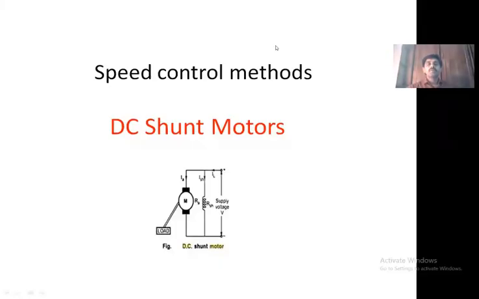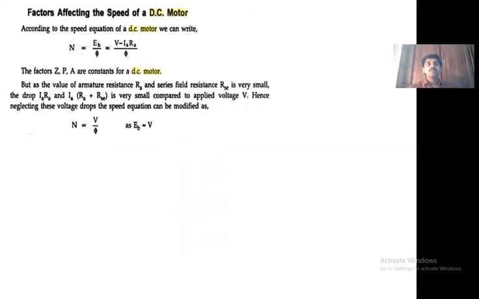Today, we'll discuss the speed control methods of DC shunt motors. The factors affecting the speed of the DC motor are, we know that N is proportional to Eb by phi, where Eb is equal to V minus Ia Ra.